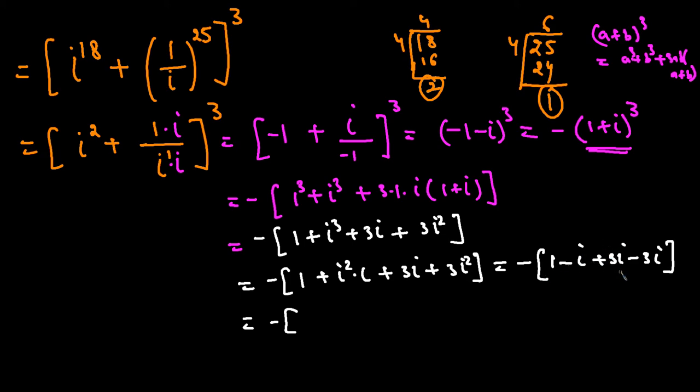This is not supposed to be i there, just 3. Okay, so negative iota plus 3 iota gives me positive 2 iota, and 1 minus 3 gives me -2. So I got -2 plus 2 iota. So let's distribute this negative. So this gives me 2 minus 2 iota. So that's your answer here. Alright, so that's how you can solve a problem that looks like this.